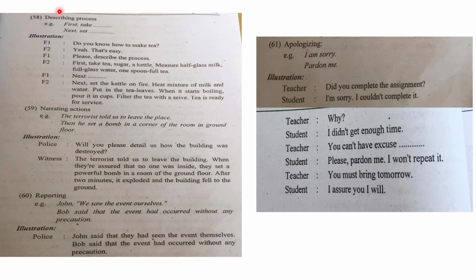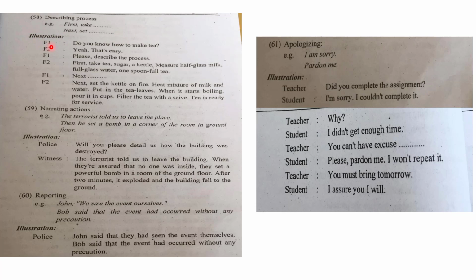So the 50th type is describing a process. If you want to explain a certain process to someone, you might use some functions like these. First, take 100 steps to right and move a bit ahead from there, then you'll reach the destination. And next, set a milestone or set an objective about where you want to take this organization.